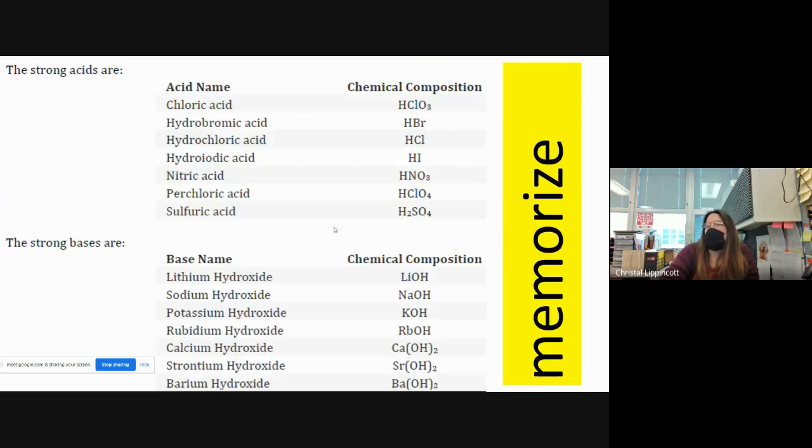Good? All right. So this is what you need to memorize. Okay. 1, 2, 3, 4, 5, 6, 7 here. And then looks like 7 on this side. Okay. So these you've just got to memorize. So you've got chloric acid, you've got hydrobromic. So this ends up being a halogen, a halogen, a halogen.